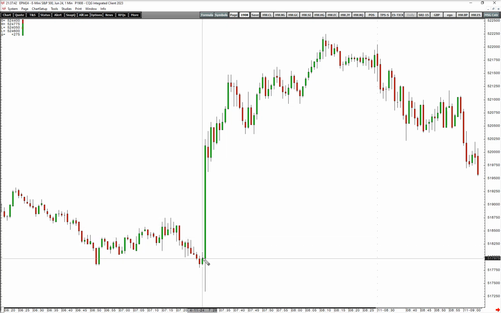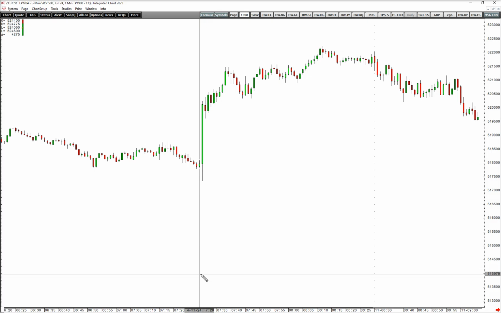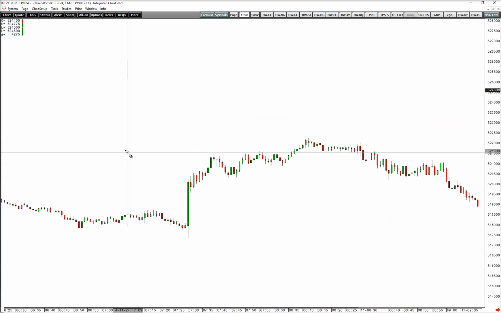So, before the news came out, we were trading right at about 51.80, and the at-the-money ES straddle for one day was 40 points. So 40 points would create a lower boundary of 51.40 and an upper boundary of 52.20.